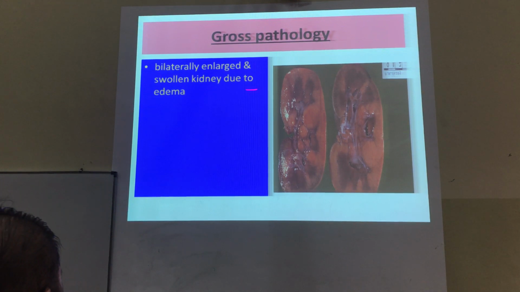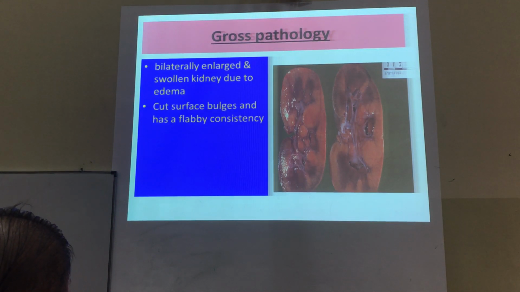Grossly, there are bilaterally enlarged and swollen kidneys due to edema. Obviously, because whenever there is a lot of blockage, the fluid leaks out and there is edema of the interstitium. So they will be more swollen. The cut surface shows a lot of bulges. You can see here, the bulges are seen here and there.